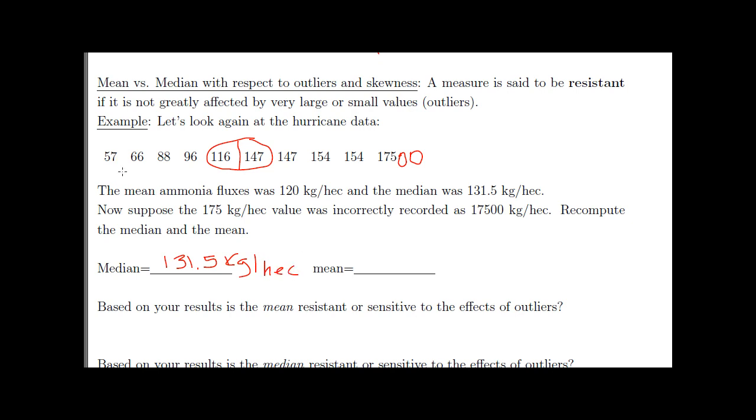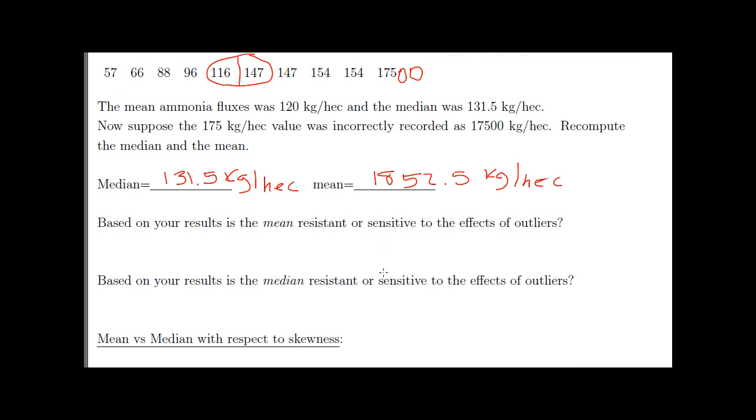But the mean, remember, is the sum of all the observations. So I'm going to sum these values up. So that mean is going to be quite a bit higher because my last number in the sum is 17,500. And so if I do that, I get for a mean 1852.5. So you can see the mean was really affected by an increase of just one value. In fact, the mean is larger than 90% of the data. So the median stayed the same with that outlier, but the mean increased. It got pulled toward the outlier.